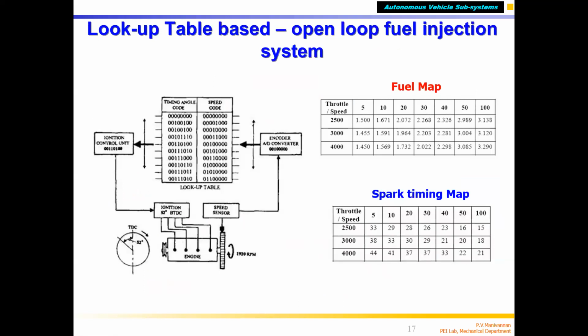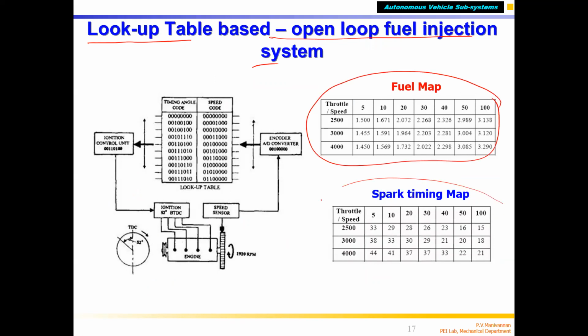Now, as I told you in the previous class, if I want open loop, lookup table based control, you generate the fuel map, and the spark timing as well. This is open loop control, the N-alpha method. Once the table is created, it is stored inside the ECU.